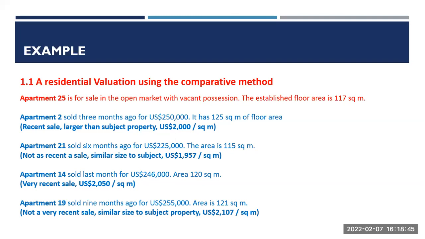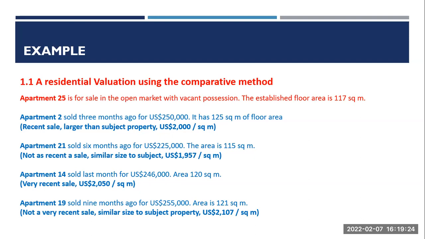Apartment 21, we're told, sold 6 months ago and was 115 square meters, which amounts to 1,957 US dollars, almost 2,000 US dollars per square meter. Similar in size to the subject property, but it's not a recent sale. This happened some time ago. And we expect over time that property values fluctuate, and in a healthy market, they generally grow over time.